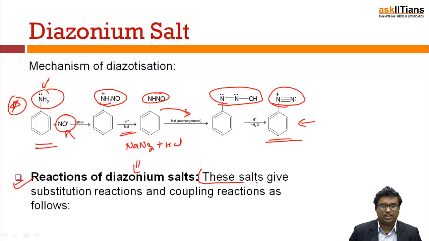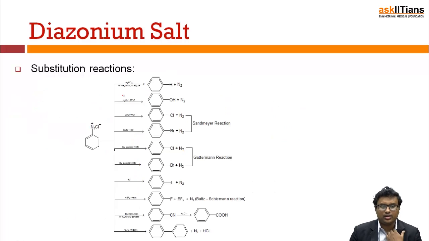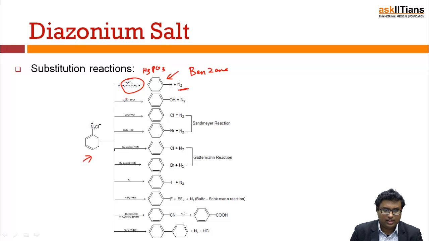So these salts actually give substitution reactions and coupling reactions. So what are the substitution reactions which are possible? If you have your diazonium chloride, that diazonium chloride first in presence of H3PO2 will give benzene and nitrogen, and after reacting with H2O, you will get an alcohol. So here especially phenol. So let's write, you will get a phenol.